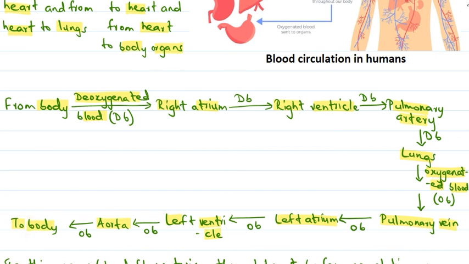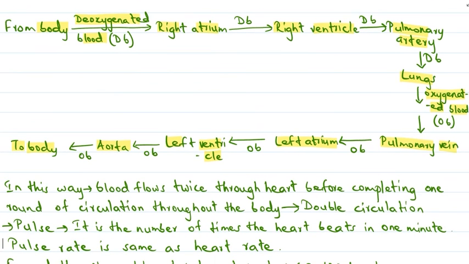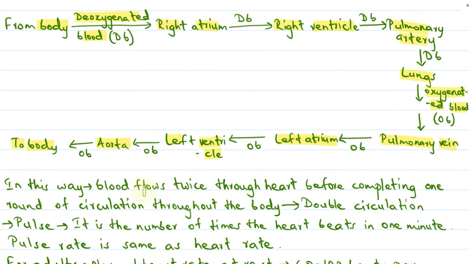Okay. So when the blood reaches capillaries, the nutrients and gases are delivered to the cells and the carbon dioxide is collected by the blood. So in this way, what is happening? The blood is actually flowing twice through the heart before it completes one round of circulation throughout the body. And this process of circulation is called double circulation.